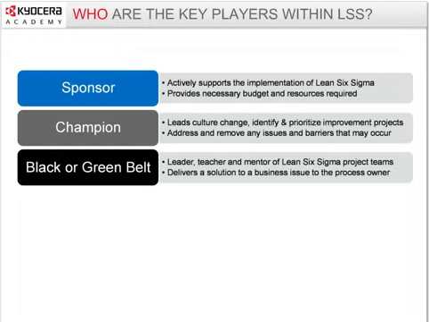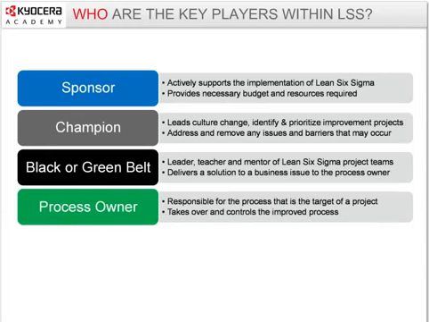Another key player is the process owner. The process owner is a professional who is responsible for the business process that is the target of a Lean Six Sigma project. One of the most important and significant roles that the process owner has is to assist in the implementation of the solution that is delivered by the black or green belt, and to control the improved process after the project has been closed. He also assists with the identification of future project opportunities, because he is the one that usually knows the process intimately and feels the pain of any issues we have in our processes.